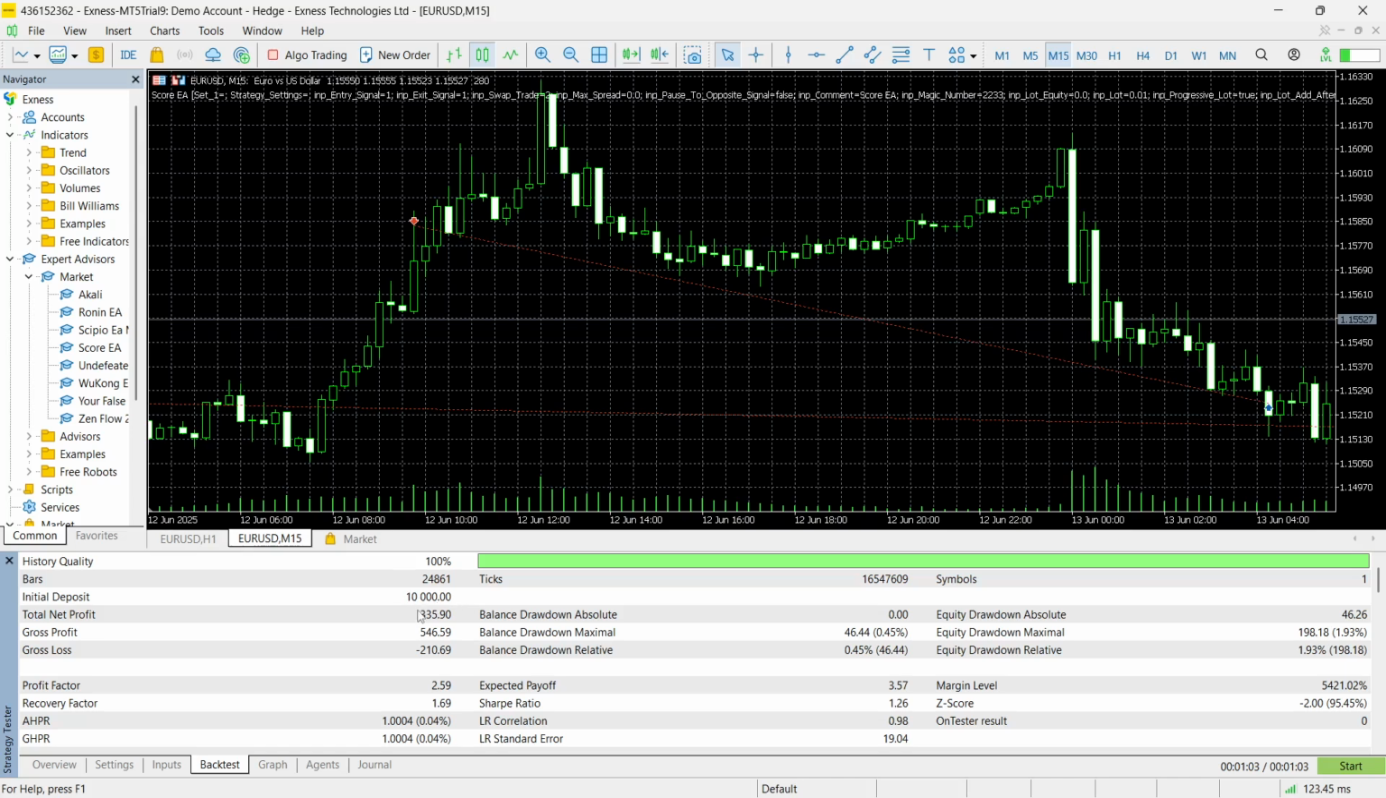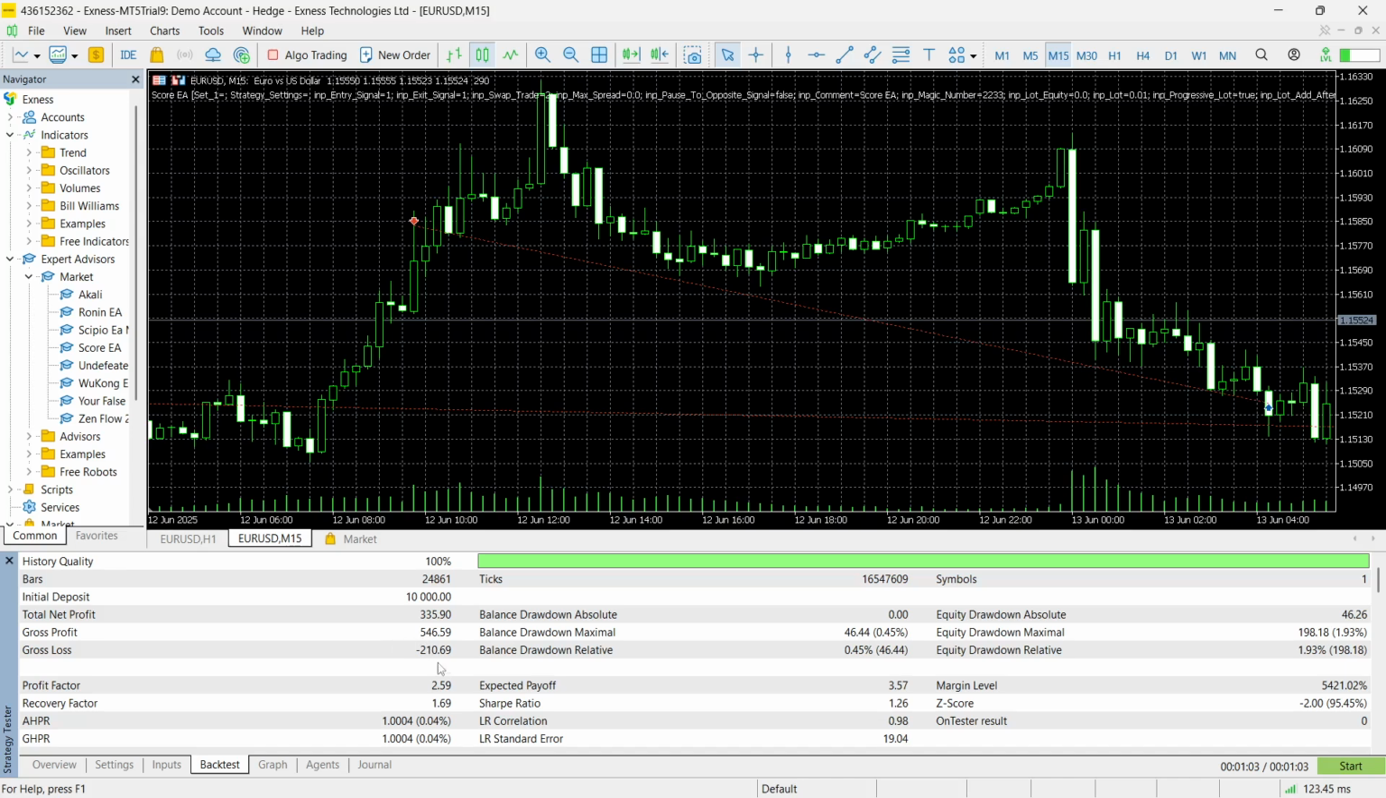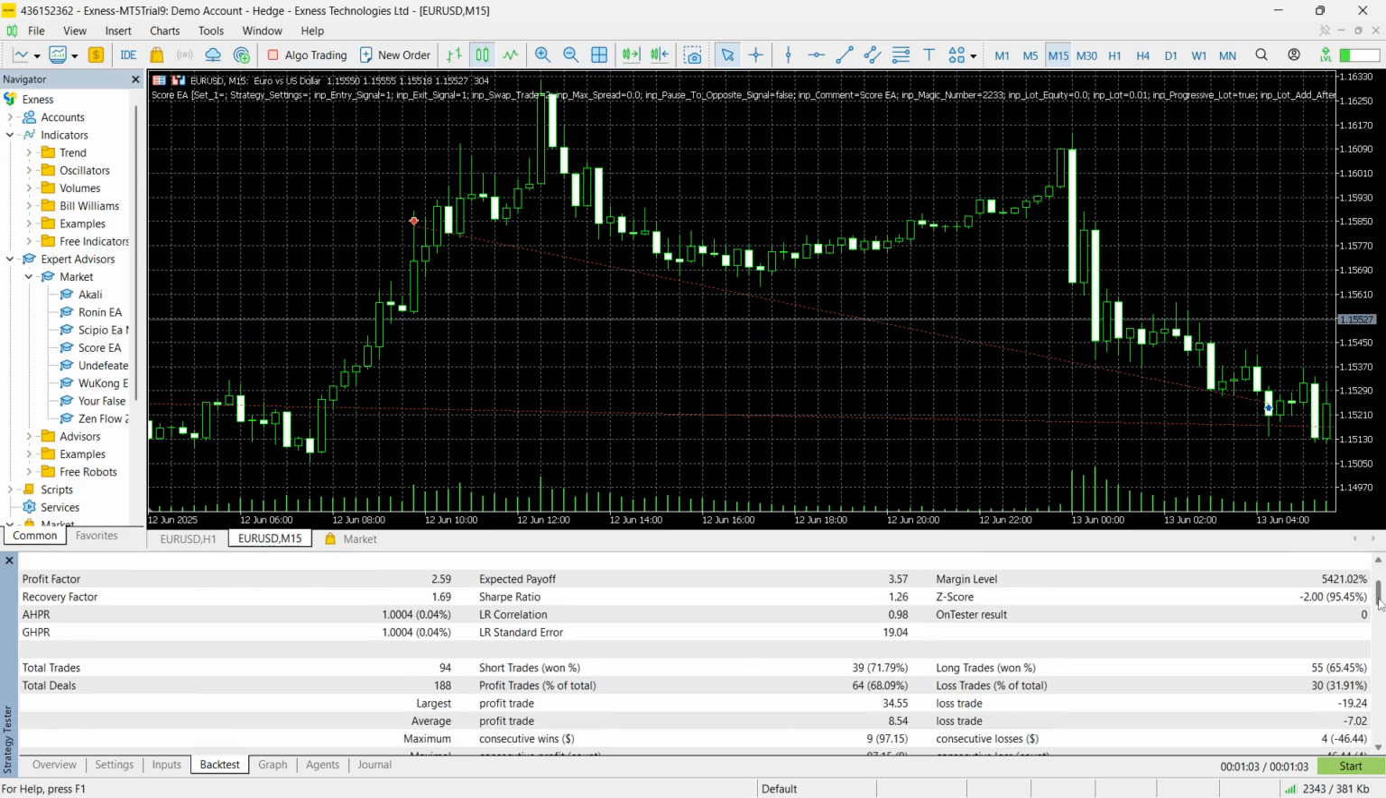Over the test period, the total net profit was $335 for the 1 year period, from April 1st, 2025 to April 1st, 2026. So the total profit, nothing crazy for the initial deposit, was just $335. The profit factor was 2.59, and the balance drawdown was 0.45%. Total trades taken were 94 over the period. The stats actually look pretty clean.